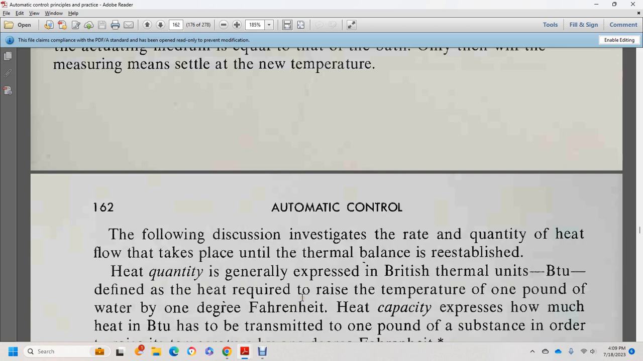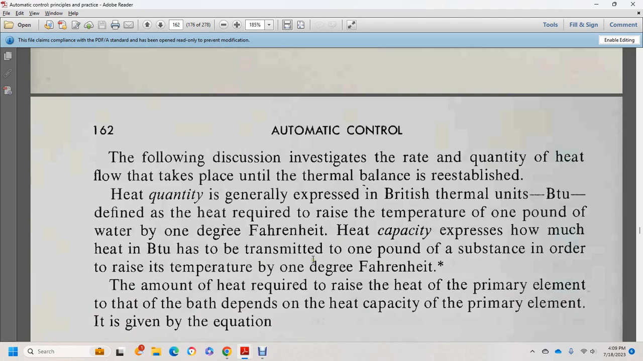The following discussion investigates the rate and quantity of the heat flow until thermal balance is reestablished. The quantity of heat is generally expressed in the British thermal unit, the BTU, which is defined as the heat required to raise the temperature of 1 pound of water 1 degree Fahrenheit. Heat capacity is expressed as how much heat, in BTU, must be transmitted to 1 pound of a substance to raise its temperature 1 degree Fahrenheit.